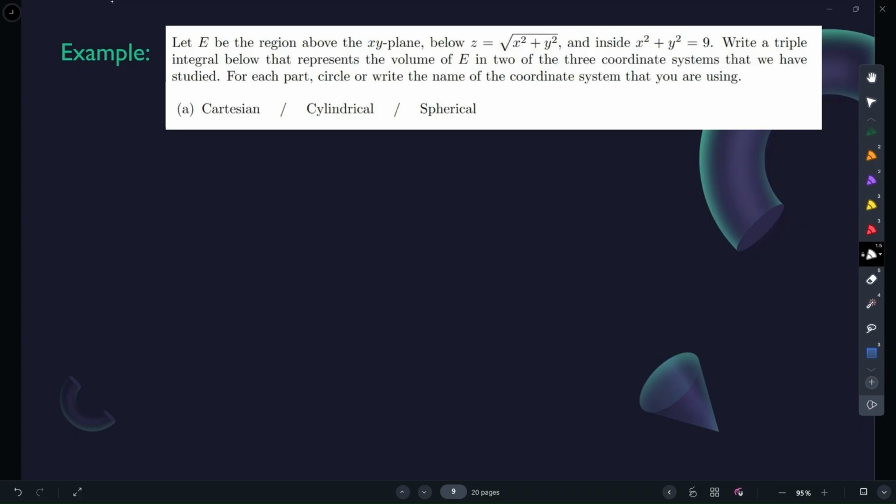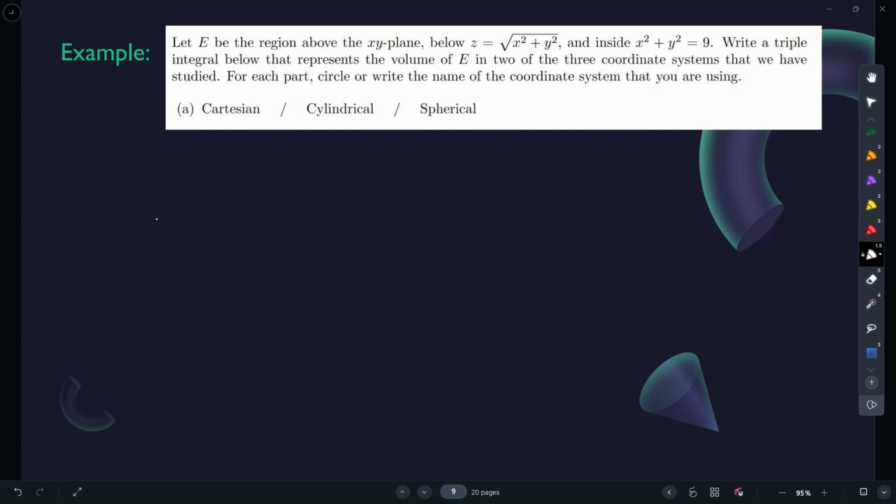Okay, next problem. In this problem, they're giving me a region and they want me to write an integral that represents the volume of the region in two of the three coordinate systems that we have studied: Cartesian, cylindrical, and spherical. So let's try to understand the region before we decide which ones make the most sense.